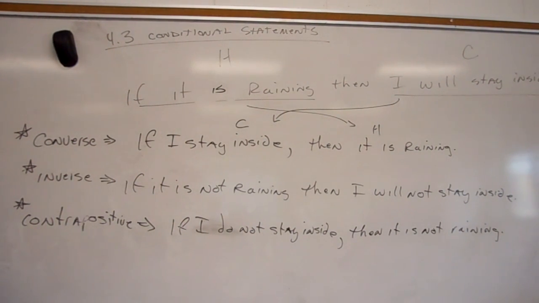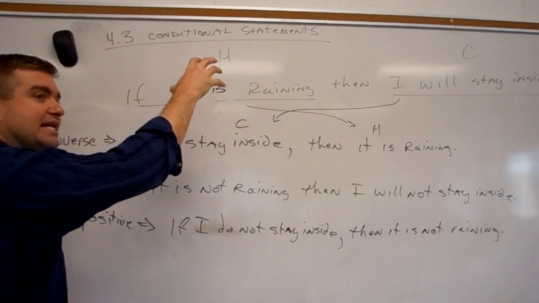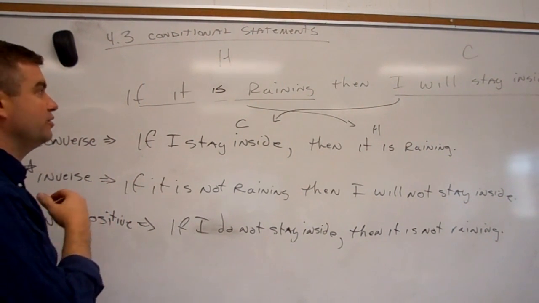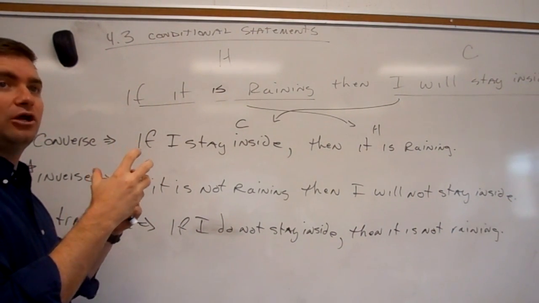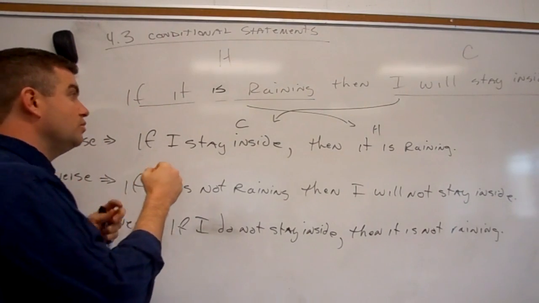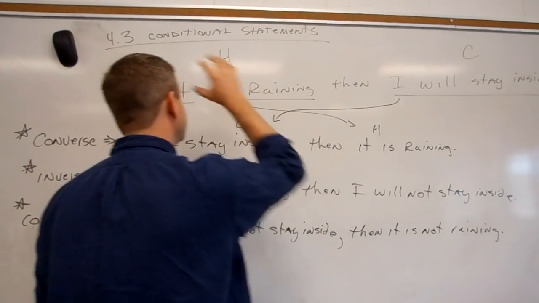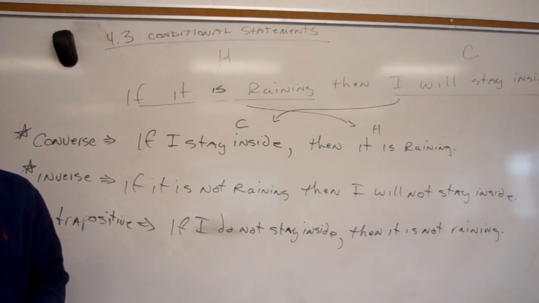A conditional statement is a logical statement that has two parts. It has a hypothesis. Okay, this is your educated guess, your conjecture, to use another math word. If it is raining, okay, then we have a conclusion. If this is true, then I will stay inside. That is your conclusion. This is an if-then statement. We also describe it as a conditional statement.